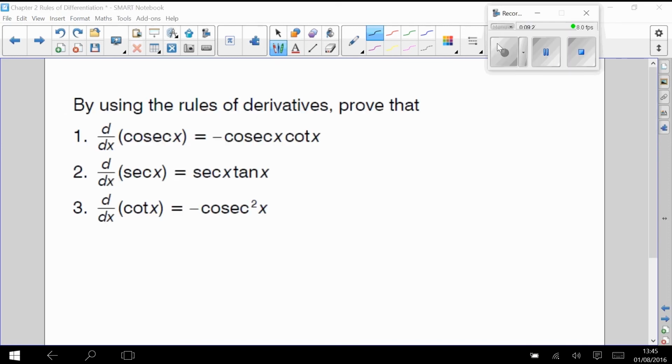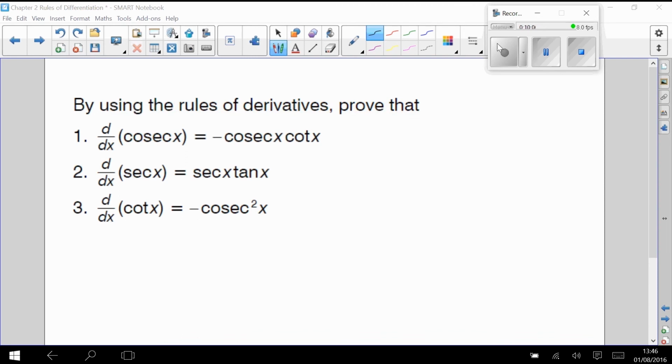If you change cosec of x to 1 over sine of x and use your quotient rule, you can find the derivative of cosec x, and that will come to minus cosec x cot x. And similarly, you can find the derivative of sec of x, which is the derivative of 1 over cos x, and the derivative of cot of x, which is the derivative of cos of x over sine of x. I want you to practice these now to see if you can do them.